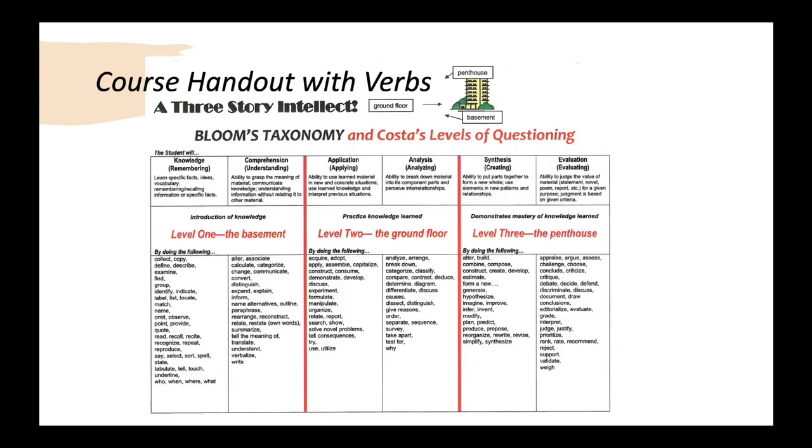In the course handout about Costa's level of questioning, we want you to look at all the measurable action verbs at the bottom, and you can select from these when you're writing your measurable performance objectives.